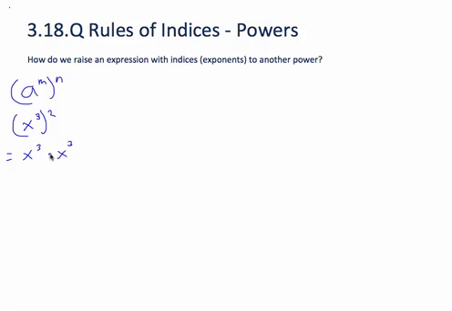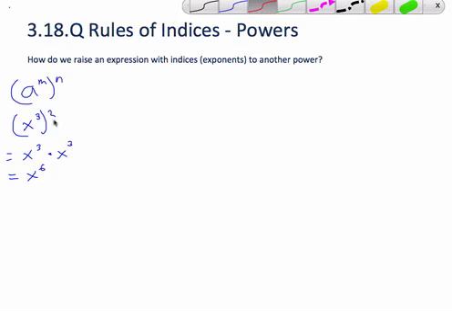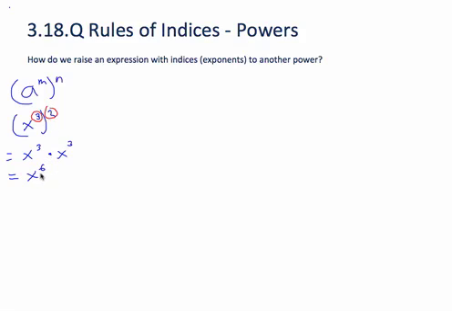And we already know from our rules for multiplication that we add together these exponents and we get x to the power of 6. So let's look at the exponents in our original question. We have 2 and 3, and we found that our resulting exponent was 6. So that's just 2 times 3. So what happens when you have an expression with an exponent raised to another power? You multiply the exponents together.